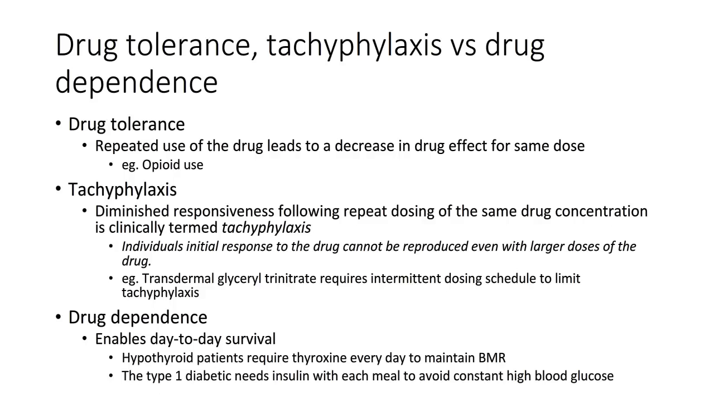A type 1 diabetic needs their insulin with every meal because without it they can't move the glucose from the blood into the cells so the cells can use that glucose. And so there's a whole swathe of symptoms that go with having high blood glucose and not managing blood glucose levels. So they're very dependent on their insulin. So drug dependence enables day-to-day survival.